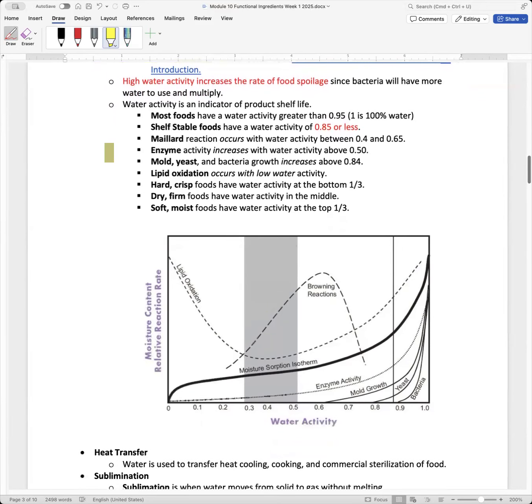So the higher the water activity, the increase the rate of food spoilage. Right? So the higher the water activity, the increase the rate of food spoilage. But that's not all that happens.